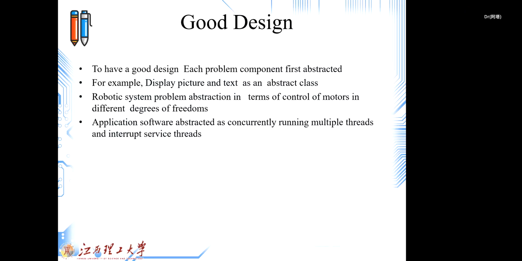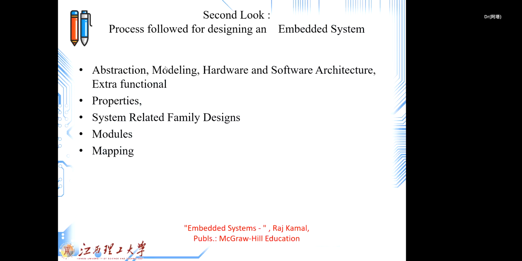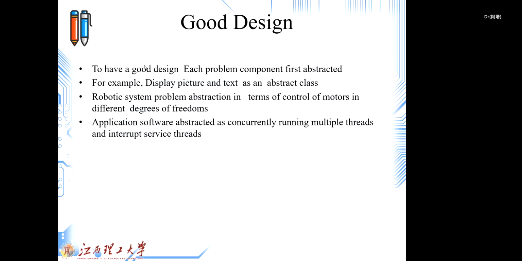Or for example, displaying pictures and text as an abstract class, robotic system problem abstraction in terms of control of motors in different degrees of freedom, and application software abstracted as concurrently running multiple threads and interrupt service routines. These can be some initial points for us.